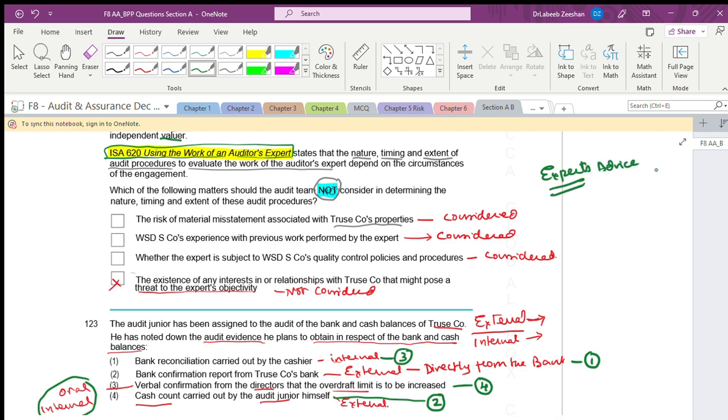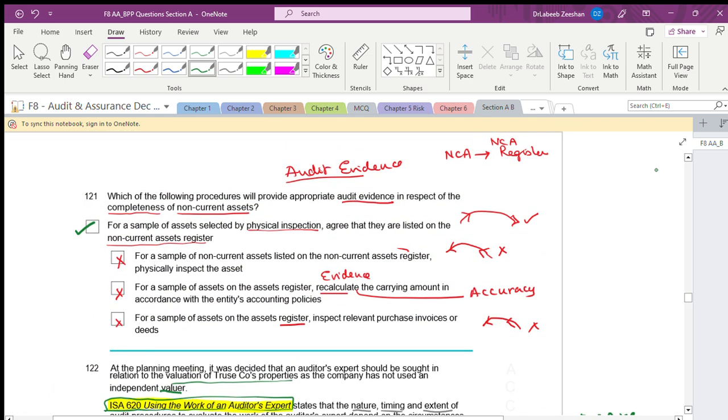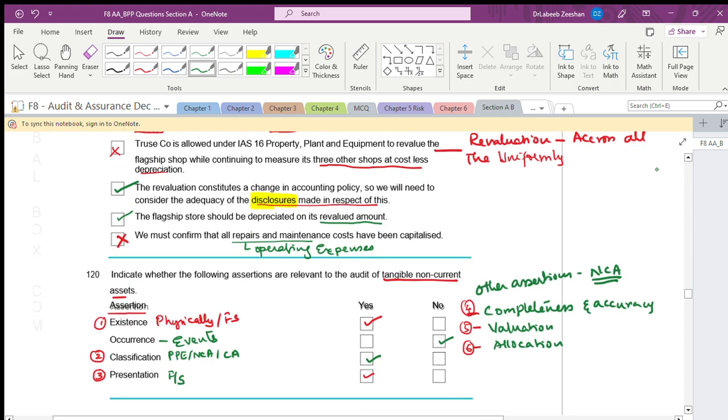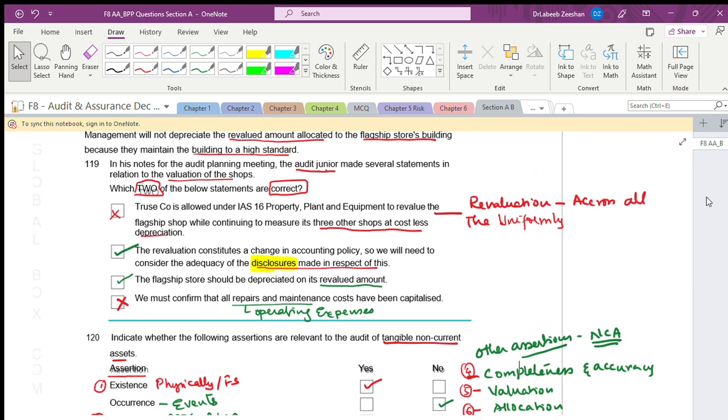What are the conditions we have to consider? We have to take the assertions into consideration, how we have to have the evidence, the evidence factor. All 6 assertions have been mentioned, and we also talked about the revaluation aspect. Now you go through it. These are the important concepts which you are going to work on.